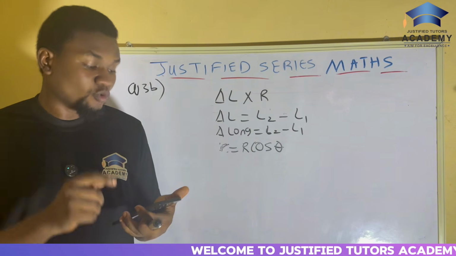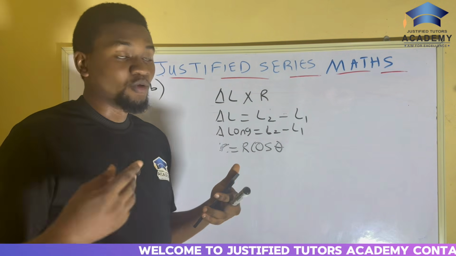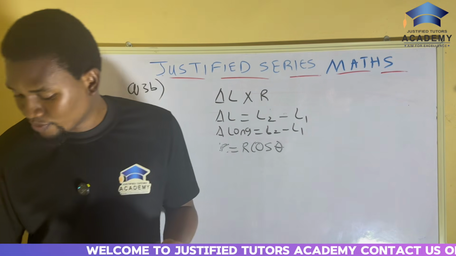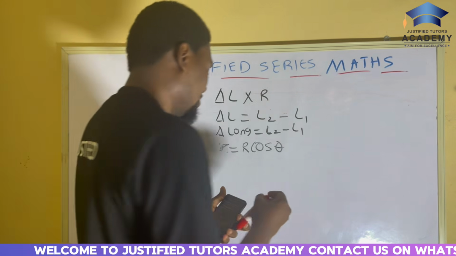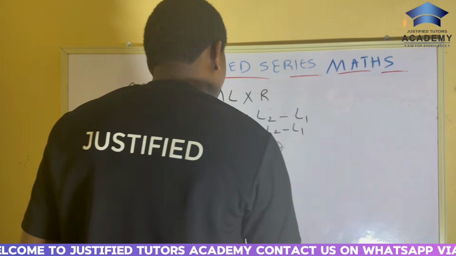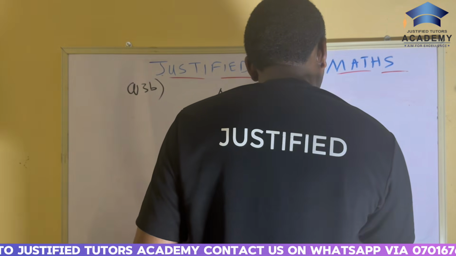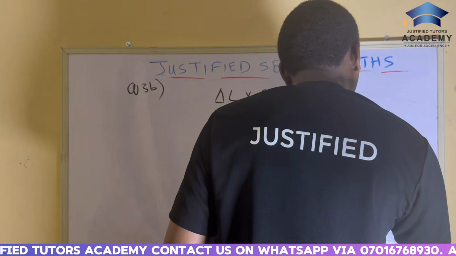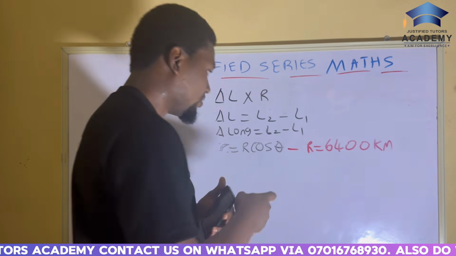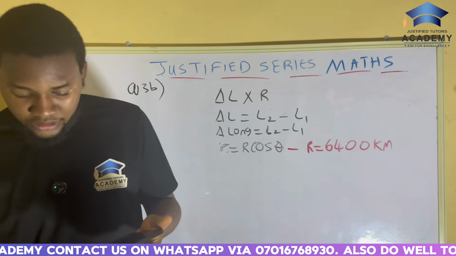Now the next one, where this R most times they will give you, but if they don't give you, let me use my other marker to write it. If they did not give you, your R is equal to 6,400 kilometers.